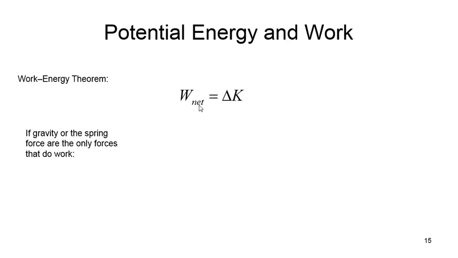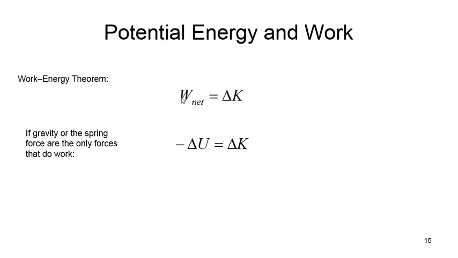Now what we can do is make sense of what we've been saying so far this week, which is talking about how mechanical energy is conserved if we're just dealing with gravity or if we're just dealing with the spring force. So if gravity or the spring force are the only forces that do work, meaning if there's no other forces doing work, then instead of talking about the net work, what I could do is just write in here the negative of the change in potential energy.